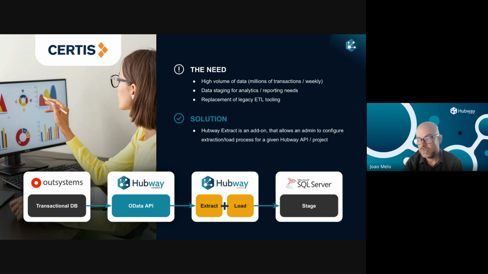We wanted to reduce for them the total cost of ownership and have fewer solutions involved in the entire ecosystem. And in that process, we built an add-on on top of Hubway Connect. We call it Hubway Extract, which on top of the governance layer provided by Hubway Connect, with all the APIs and the API structure, is able to proactively extract the data out of OutSystems and load it into external data repositories.